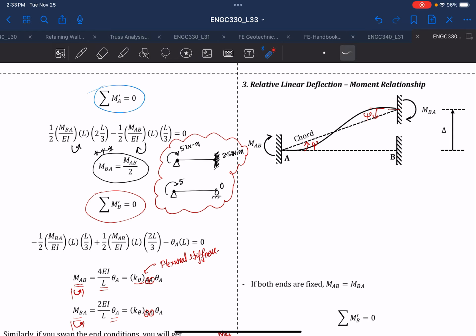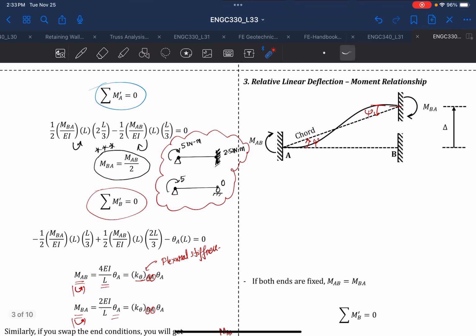And then once there's a settlement in the support, in a fixed support, we know that there will generate a moment. So this is the actual moment that will resist due to the settlement. Okay, so once you calculated all the displacement, we have the moment at AB generated due to this displacement, and we already drew the correct moment.